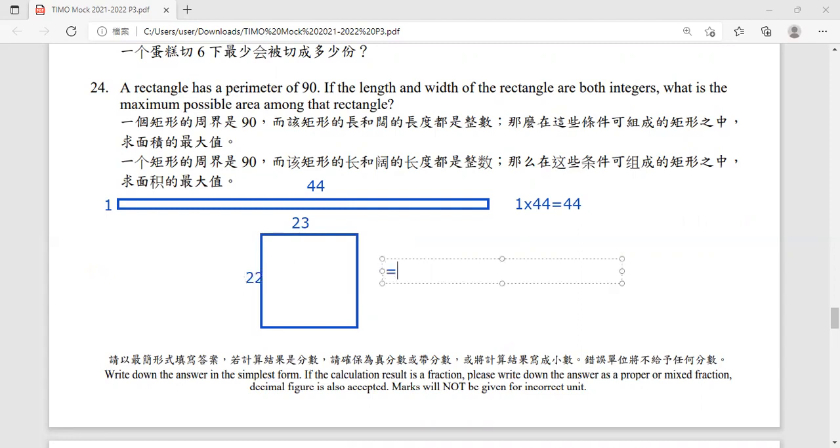So the answer will be 23 times 22, which is 506. So obviously, this one is the largest. Of course, answer 506. If I want the maximum possible area, then I almost turn into squares. But actually, the answer should be a circle. The answer should be a circle. But for your level, you just take it as square.